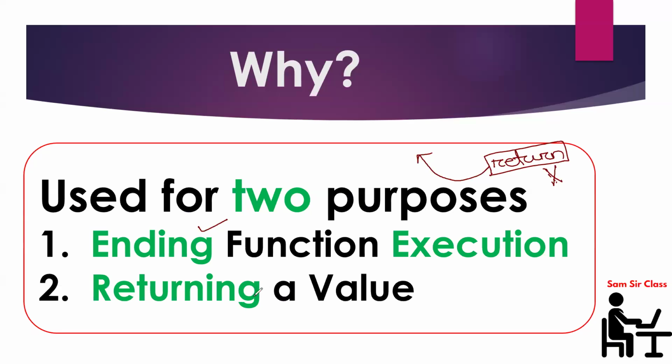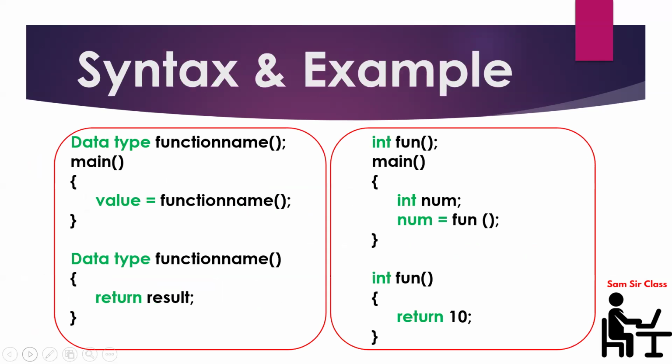That is the first thing. Second, if you want to return a value. Whenever you are calling a particular function, the function is executed with some task, and finally that function body will return a value. So how will it return a value? By using the return keyword. So this return keyword is used for two important purposes. One, whenever you want to end the function execution. Second, whenever you want to return a value from the function.